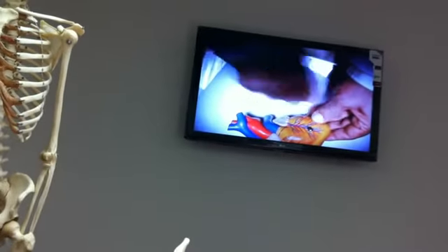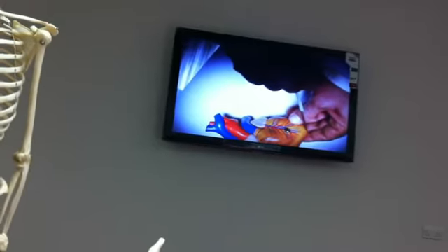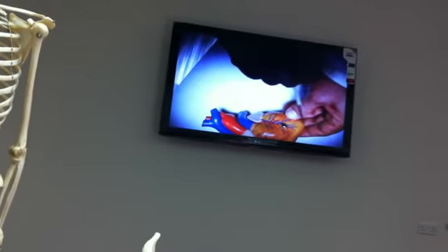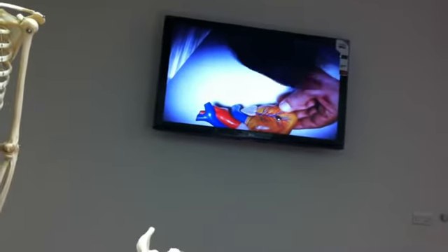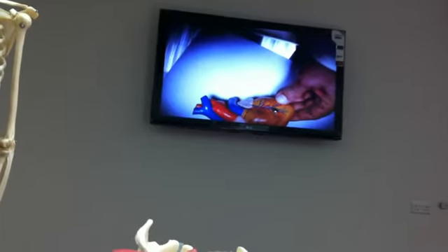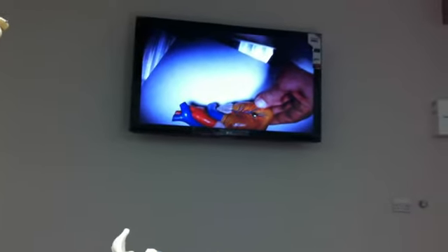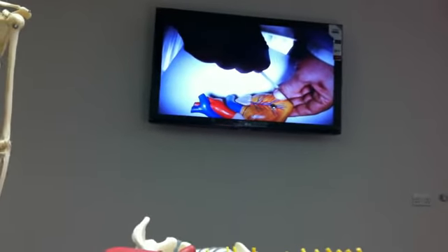And this is the apex of the heart. Dr. Sayed told you that the apex of the heart is present in the left fifth intercostal space within the mid-clavicular line. Okay? This is the apex of the heart.